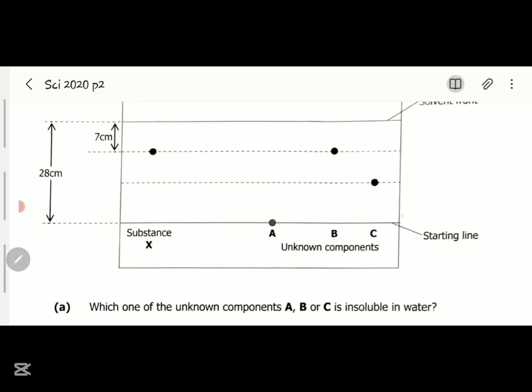Now, how does it do that? Depending on how soluble a substance is, that particular substance will move a certain distance from its initial position. The more soluble a substance is, the further it will move up the chromatogram. So the more soluble, the longer the distance it covers. The less soluble, the less distance it will cover. And if a substance is insoluble, it will not even move from the initial position.